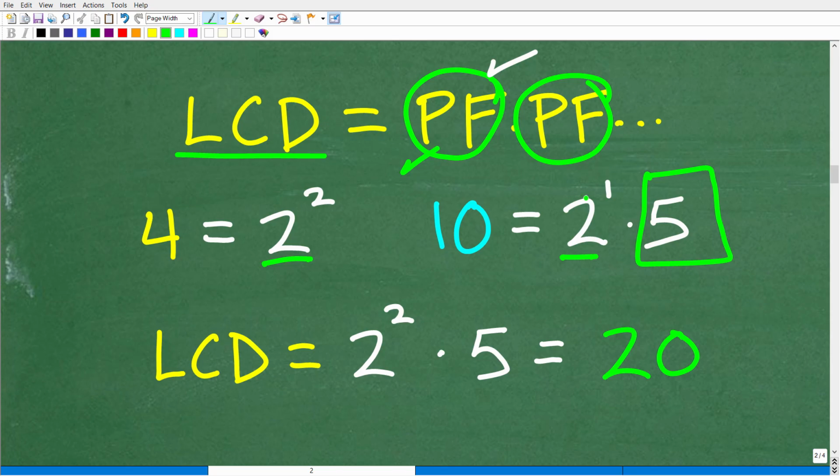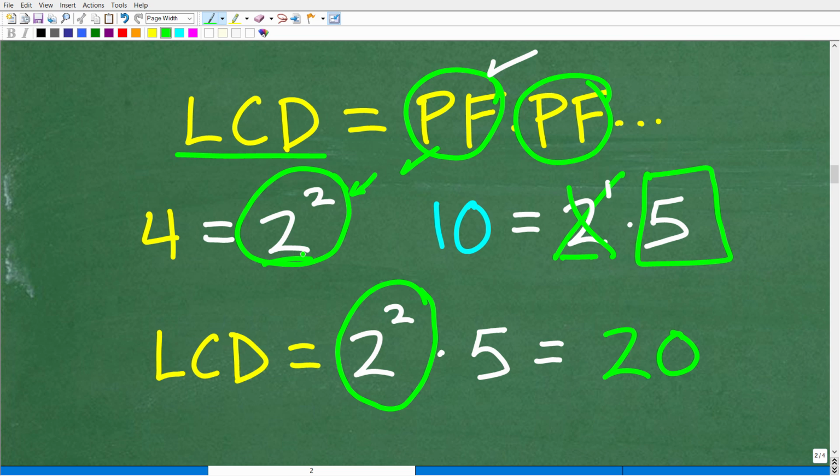So 2 squared, 2 to the first. We don't need to have this 2 to the first right here. We just need the highest power of 2, which is 2 to the second in our LCD, okay? So that represents a 2 as a prime factor. We always take the highest power of whatever powers we may have. So 2 to the first, 2 to the first here, 2 squared, we're going to take 2 squared. But anyways, there you go, 2 squared is going to be in our LCD.